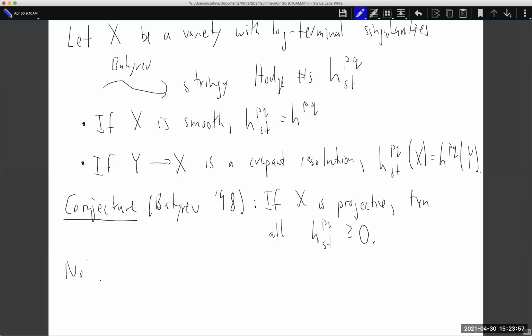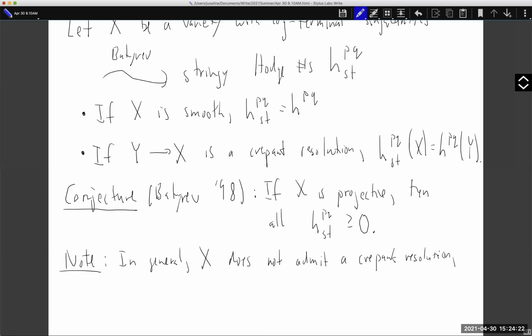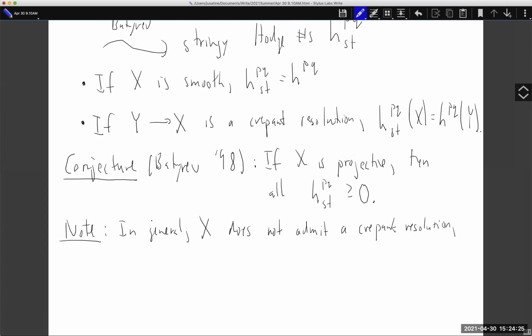And I should say, why is this a difficult conjecture? Why is it not obvious? So in general, your log terminal variety does not always admit a crepant resolution. So you can't just use the fact that these are the Hodge numbers of something, because they may not be the Hodge numbers of something. And in general, when you don't have a crepant resolution, these stringy Hodge numbers have no interpretation as the dimension of a cohomology group.